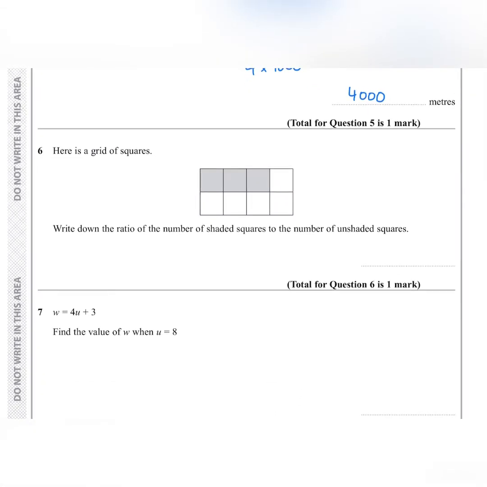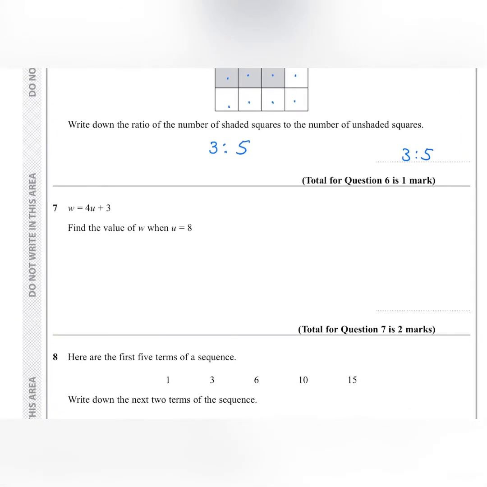Okay, question number 6, it says, here's a grid of squares. Write down the ratio of number of shaded squares to the number of unshaded squares. Okay, so the ratio, so 1, 2, 3. So we've got 3 shaded, and we have 1, 2, 3, 4, 5, which are unshaded. So 3 to 5.